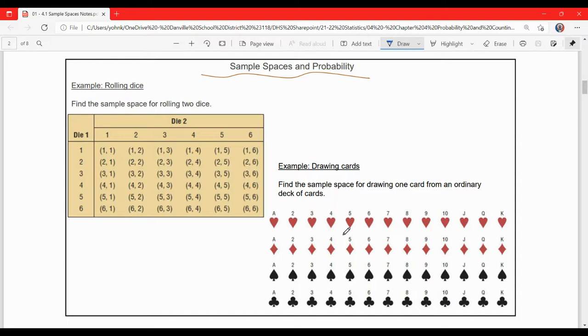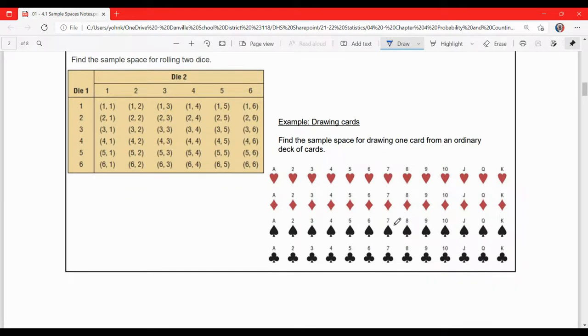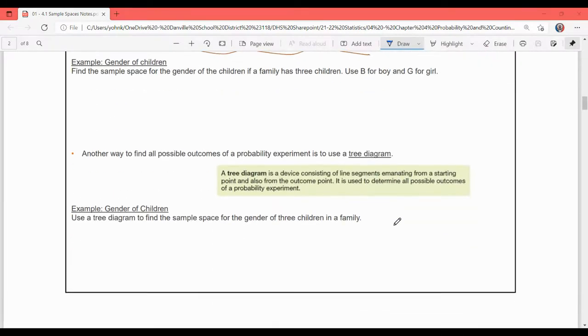So I wanted you to be able to have something visual to look at. You've got the first die on the column and the second die on the row, and you've got all the different combinations of how the two dice can land. And then I wanted you to be able to see that there are four different suits in a deck of cards and that there are 13 different cards in each suit. So those are there for you to look back on later.